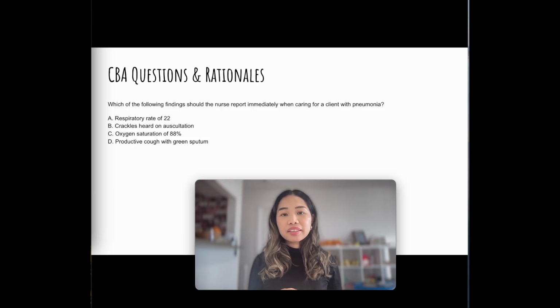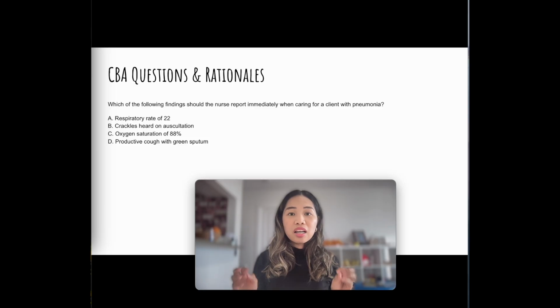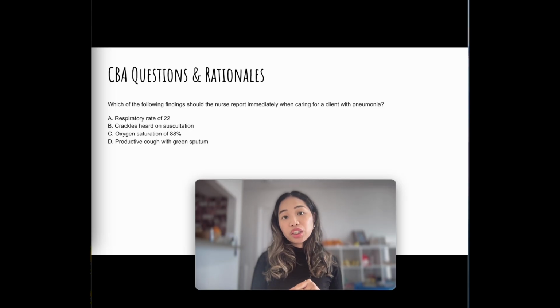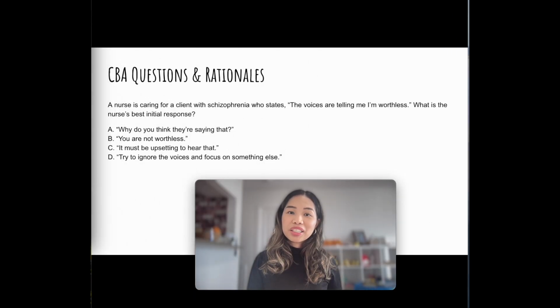So here's my test tip. Always compare abnormal findings to normal findings. For you to do that, you need to know what your normal findings are. And it's not just for oxygen, but also some labs, your common electrolytes, and your glucose level as well. And then determine if they require urgent action. And when you're doing your CBA, of course, you need to choose the answers that will prevent your patient or your client from deteriorating. Here's our next question.